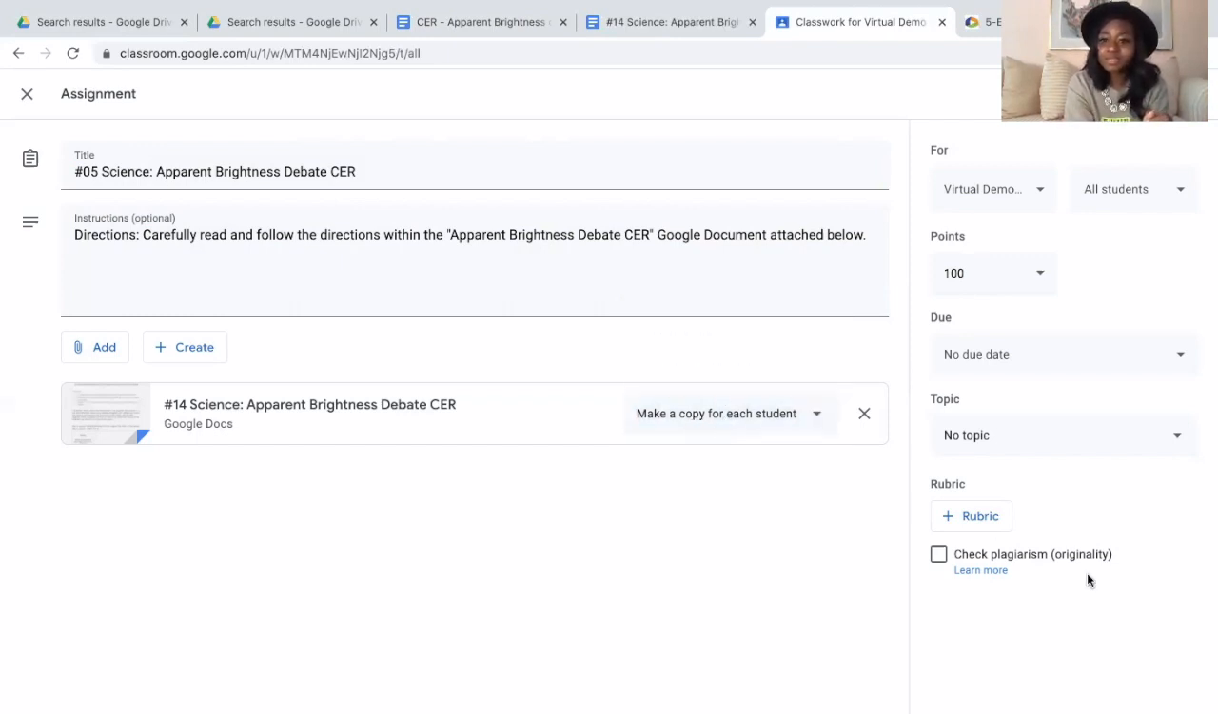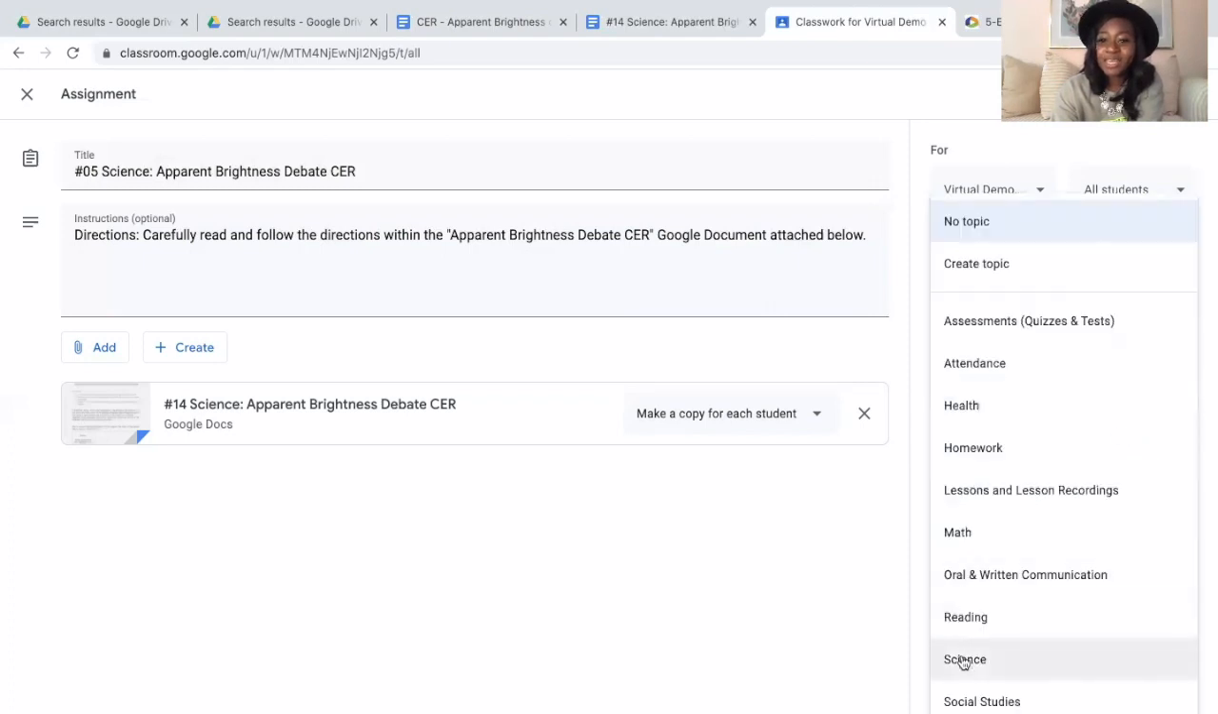So, this rubric section: having a rubric is a game changer and will save you time. I will talk more about how to create a rubric and how to use it in another video. But for right now, we're just going to skip over that.